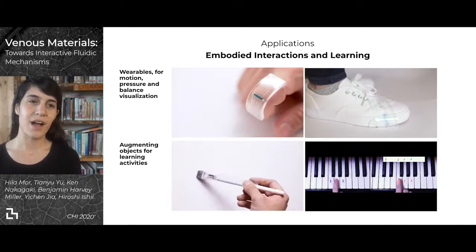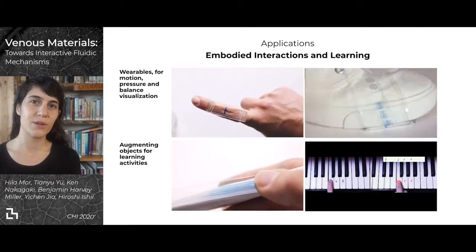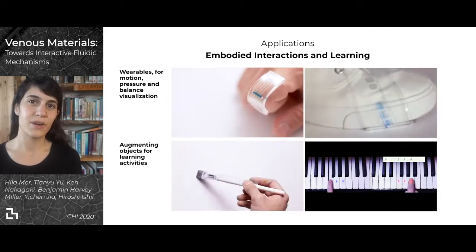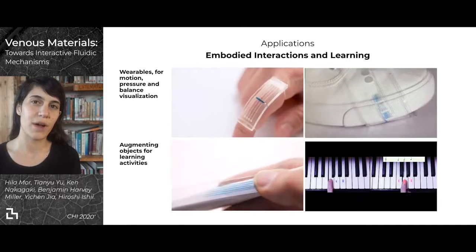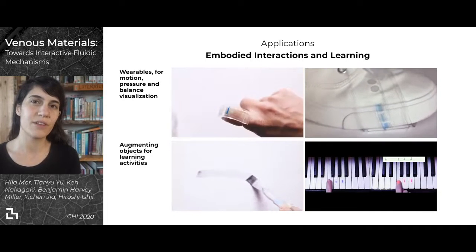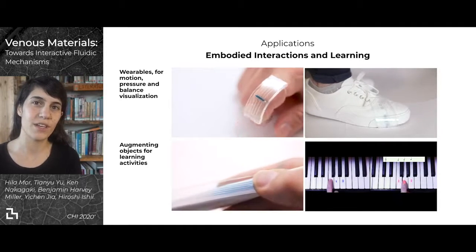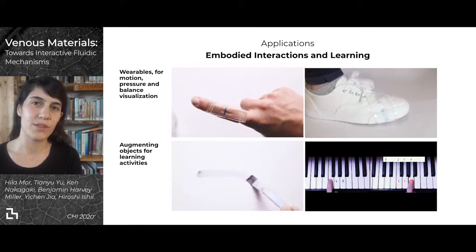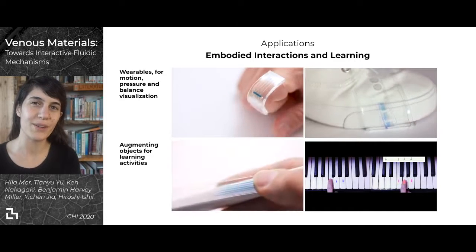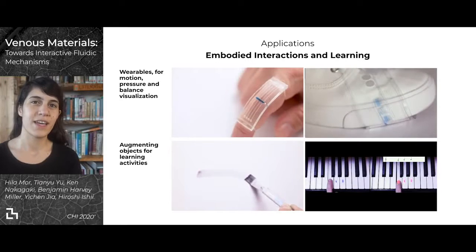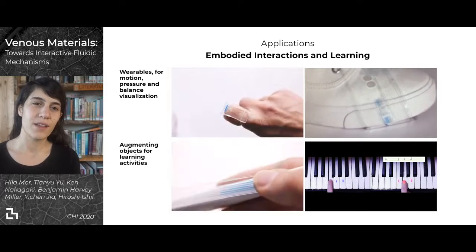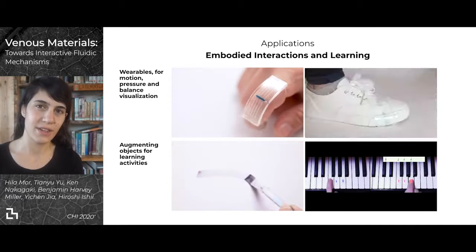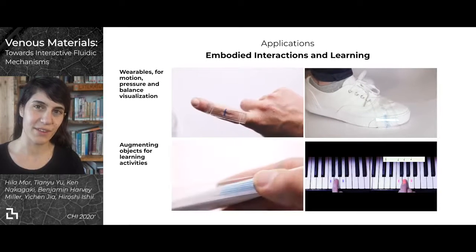And our other examples include learning activities, where in learning it's often required to have granular understanding of the motion or pressure that one should apply on a piano key or a paintbrush. And this way, this can be visualized during the learning process using Venous Materials.